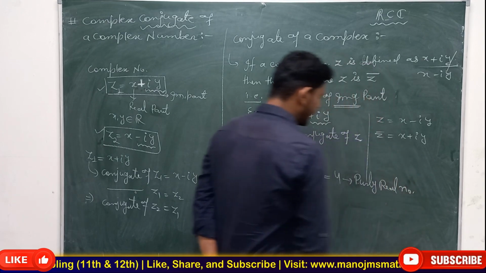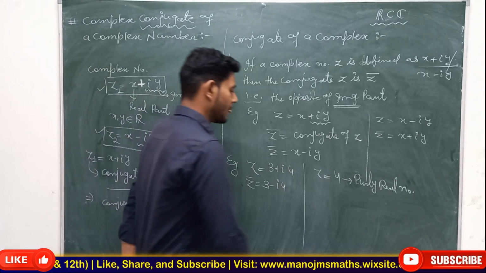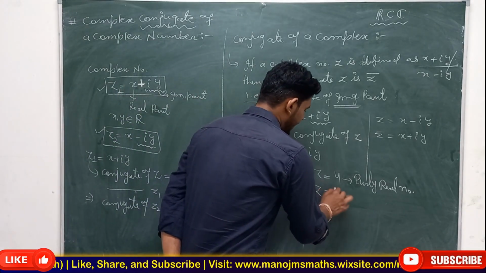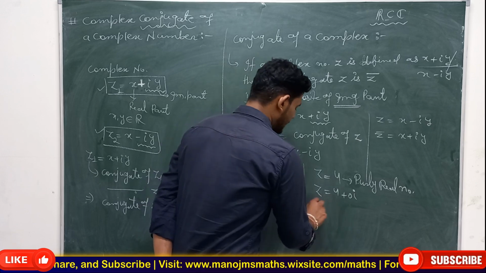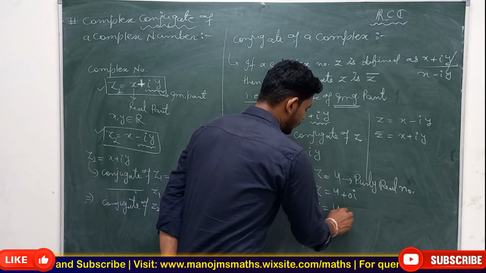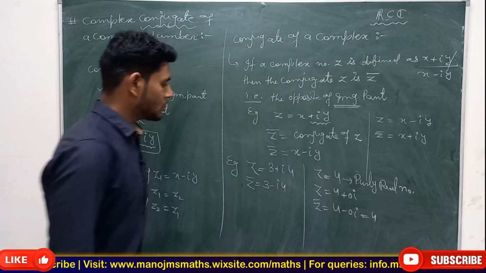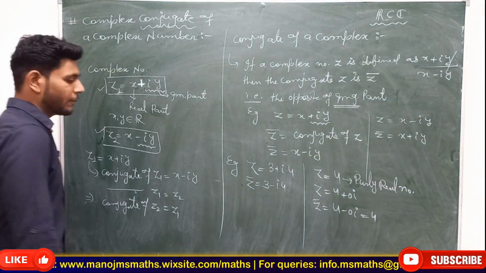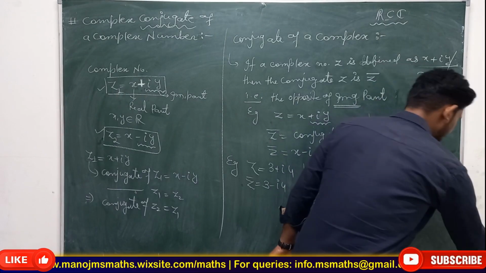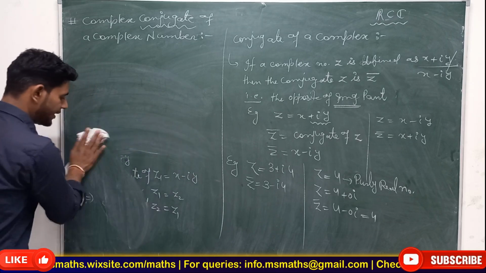सो अगर ये purely real number होगा तो इस केस में इसका z bar क्या होगा? So in this case I will write it as 0 iota, 4 plus 0 iota, and then z bar is nothing but 4 minus 0 iota, which is equal to 4. So I can conclude from this the property of complex conjugates. So there are some properties of complex conjugates, which I will write here.